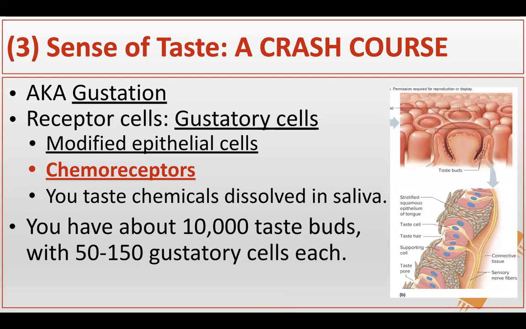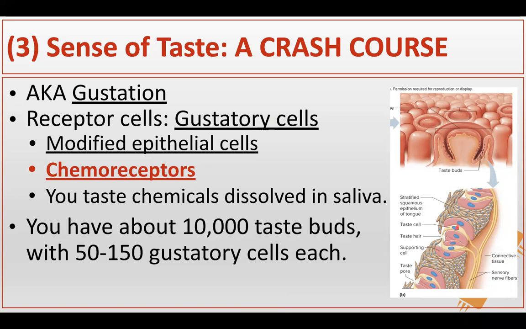The receptor cells that you have are called gustatory cells. They are actually modified epithelial cells. So they are actually going to be part of taste buds that are embedded within these bumps on your tongue. Okay, so the bumps are not taste buds. They're actually called papillae, and the taste buds are embedded here. So this is all stratified squamous epithelium. And you can see the normal stratified squamous epithelial cells here. And within them are these taste buds.